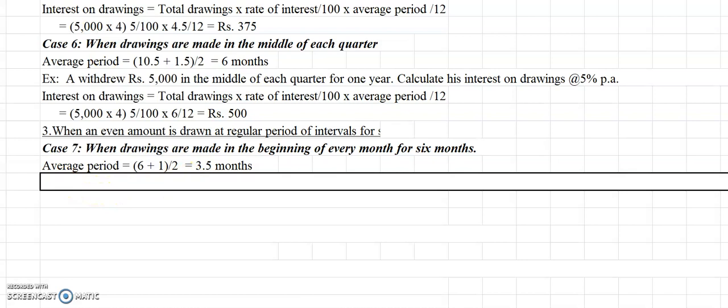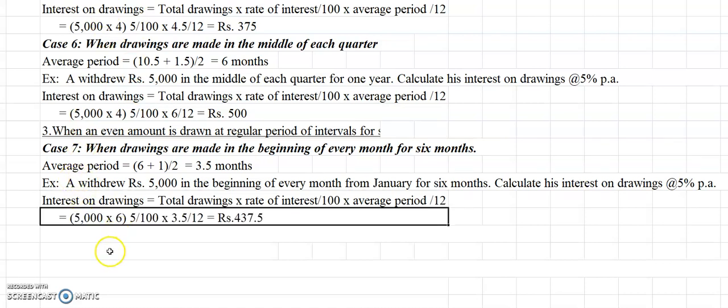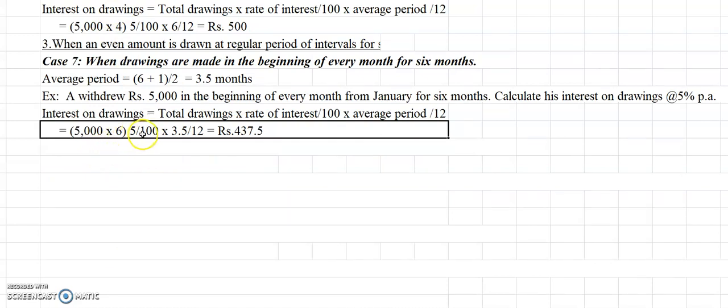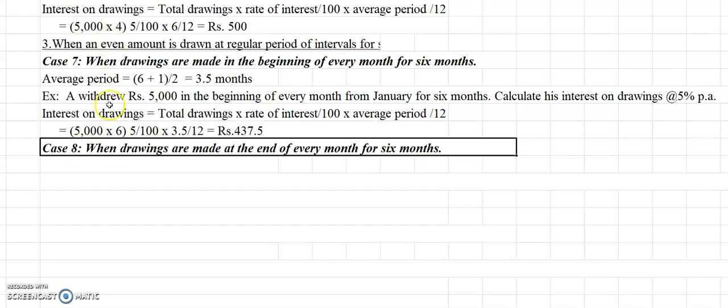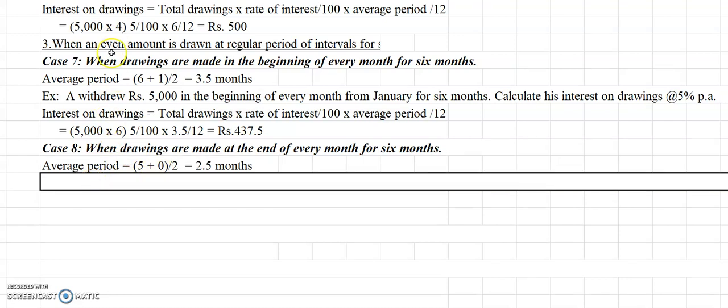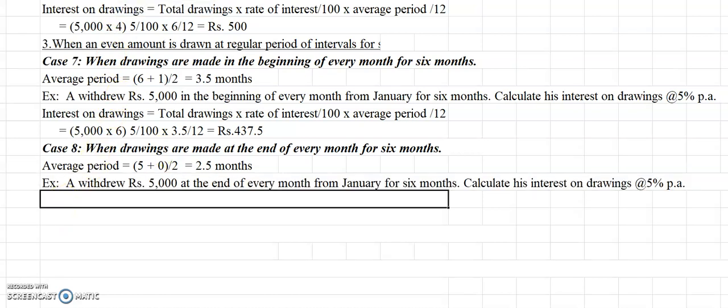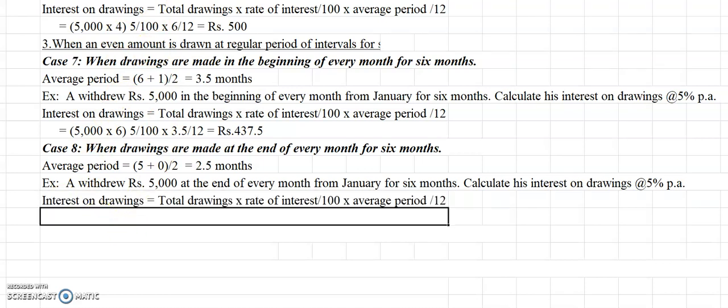Writing the illustration, then giving the equation, then substituting the equation. See, 5,000 into 6 months only, into 5 by 100 into 3.5 by 12. Then the 8th case, at the end of every month for 6 months. Here also, the same way, 5 months are remaining, (5 plus 0) by 2, 2.5 months. Writing the example, then giving the equation, substituting that. See, 312 is the answer.